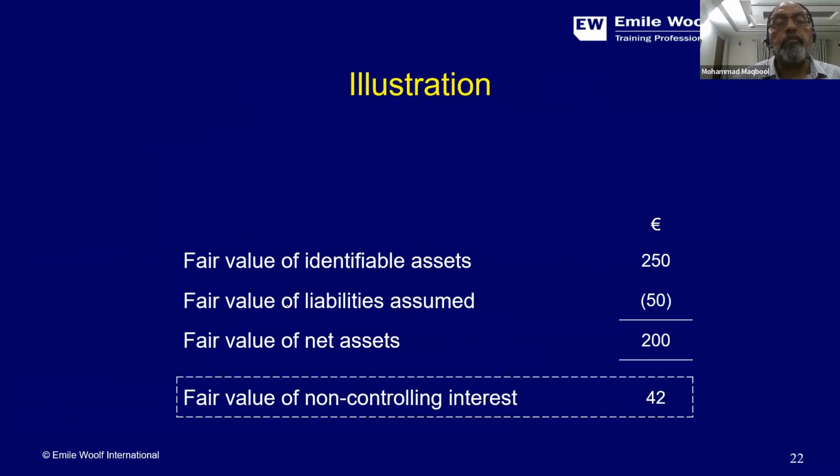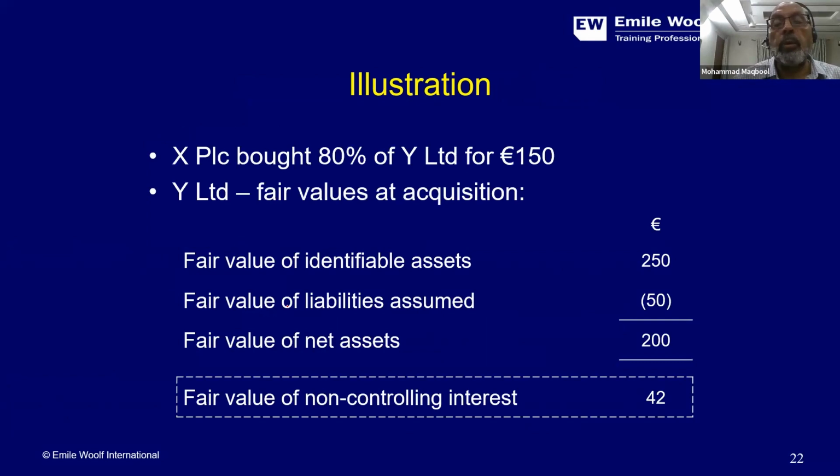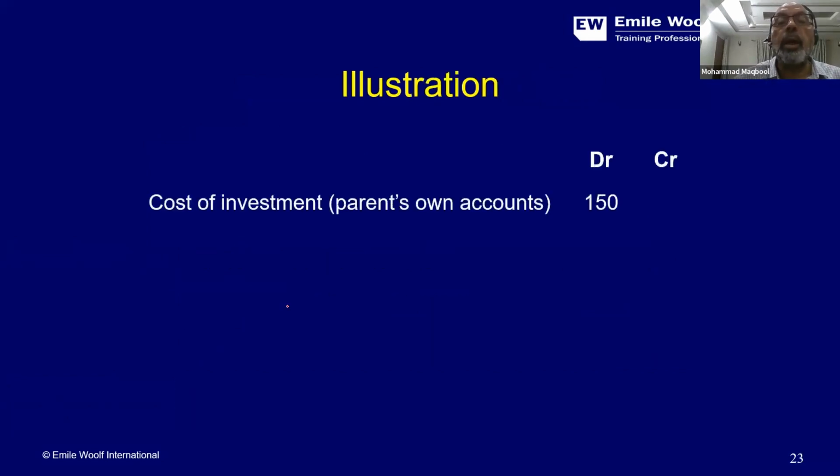And this is again the calculation we made at the date of when we discussed the earlier thing. Like we have a cost of investment of parent 150 sitting in our accounts. When we prepare the consolidated account, then this cost of investment has to be eliminated.